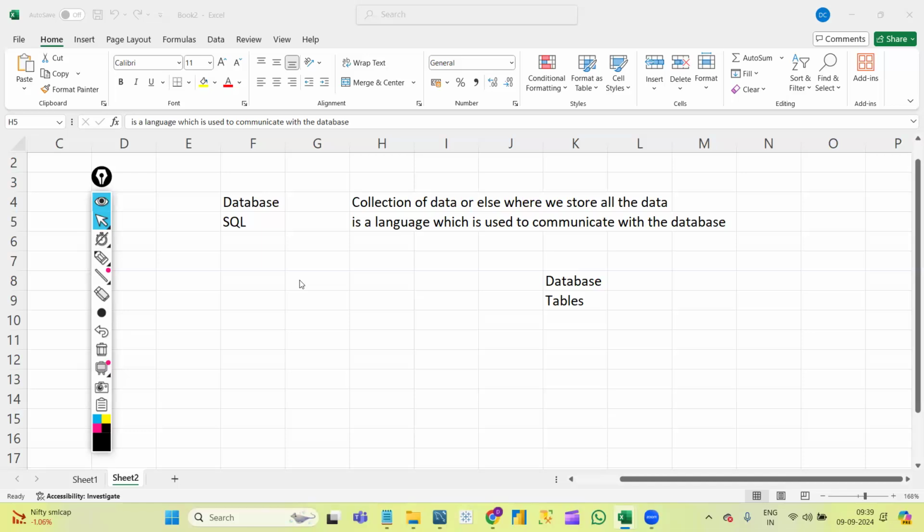Great. Yes, you can even respond in chat. Please, let's keep this session interactive. Only then can I understand whether you are able to understand me or not. Okay, for now we saw what a database is and what SQL is.